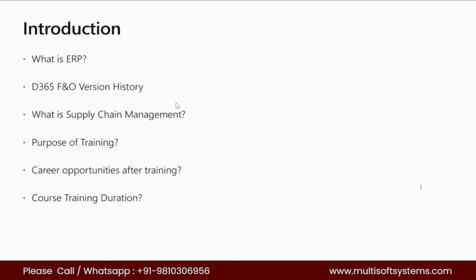So as I mentioned, these are the versions of Dynamics 365. In 1999, a company called IBM developed this software. Then after that Microsoft took it. It was later developed in 2012, AX 2012. So these are all on-premises versions.